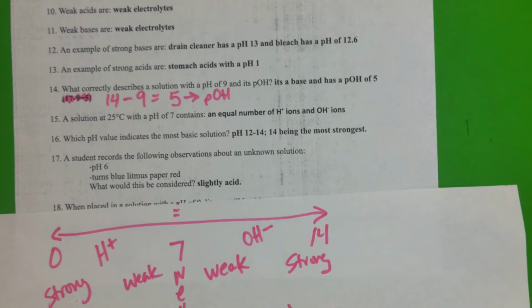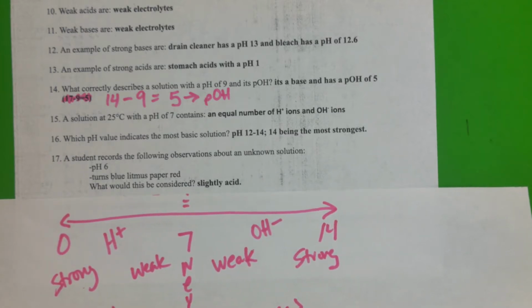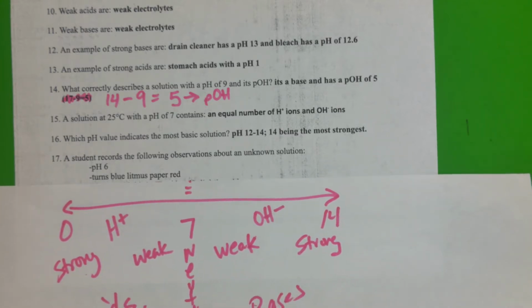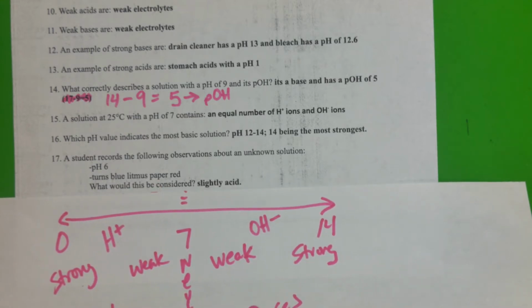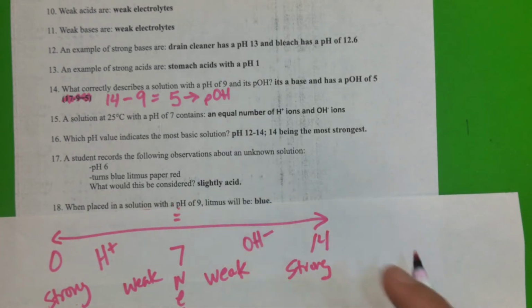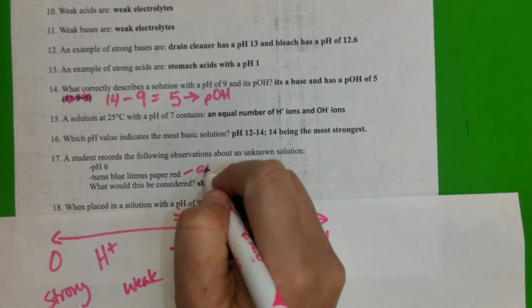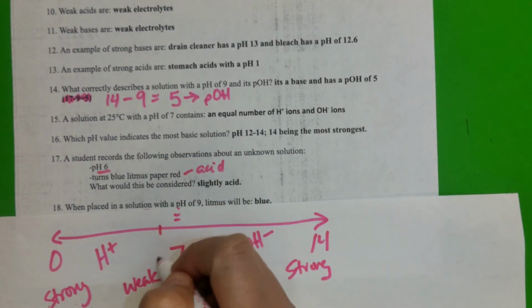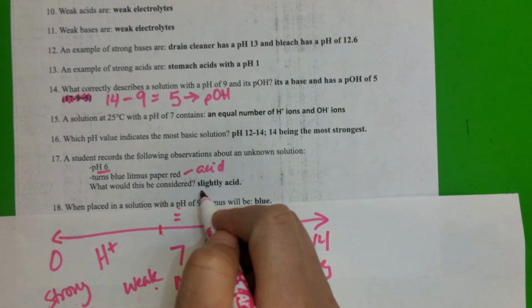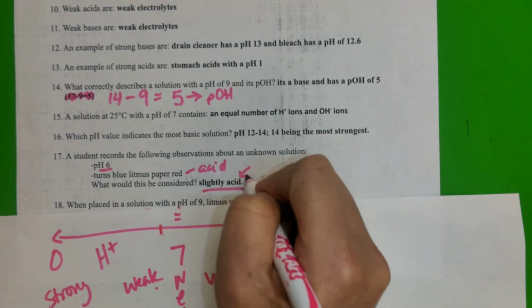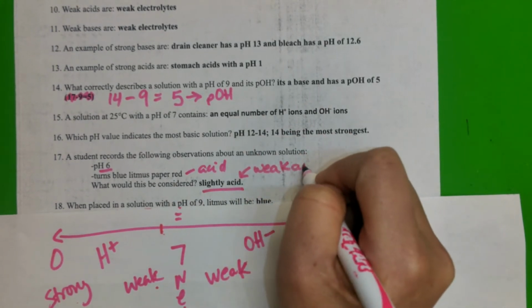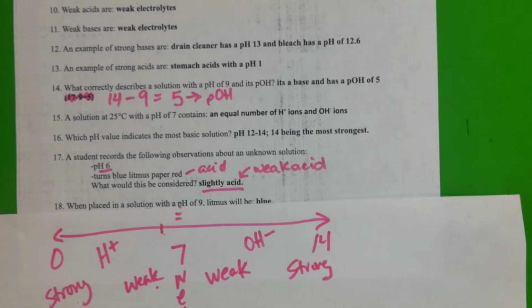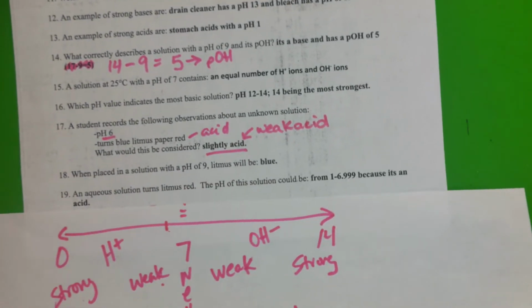Number 17, a student records the following observations about an unknown solution. It has a pH of 6, and it turns blue litmus paper red. Just by saying it's red, that's an acid. But you see how it has a pH of 6, so it's a very weak acid. It's still close to 7, so it has to be slightly acidic. That slightly means weak acid. Okay, let's go to the next one, number 18.